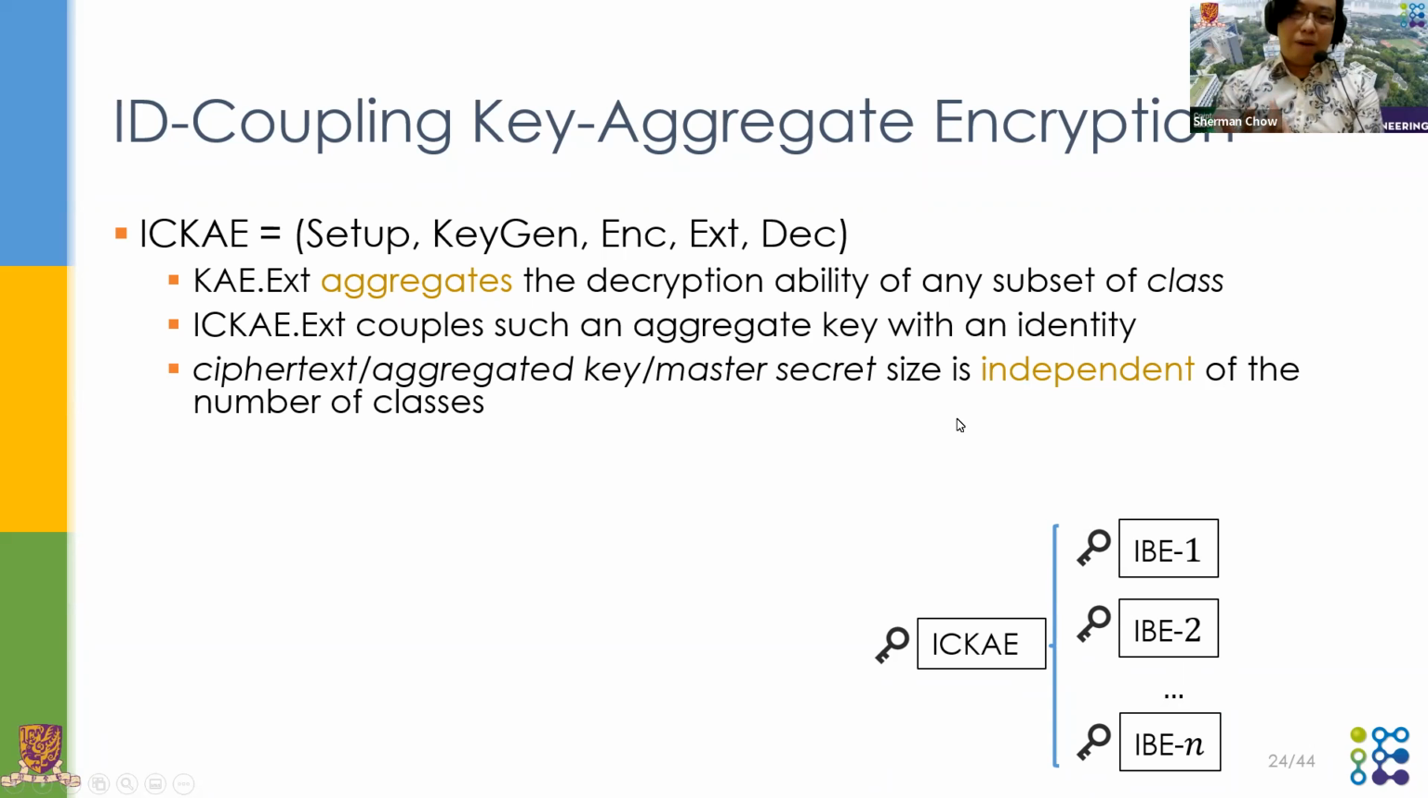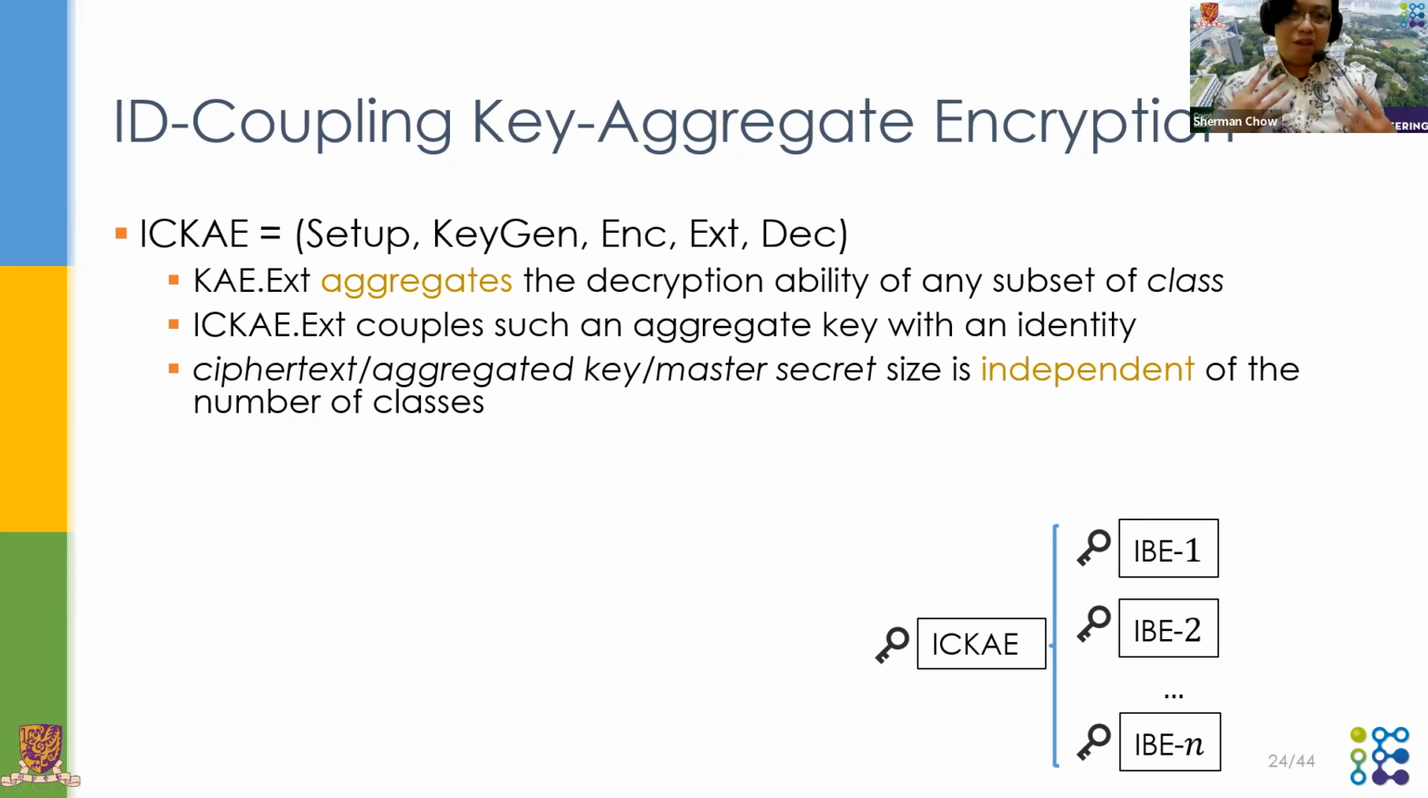The other part of the functionality or efficiency requirement is that the ciphertext, the aggregate key, I just spelled it out, and the master secret key size are all independent of the number of classes. That means, for example, if you want to support n classes, the ciphertext will still be constant size instead of linear in n. For the aggregate key, that should be constant size no matter which subset we are talking about. And the master secret key is also independent of the parameter n here.